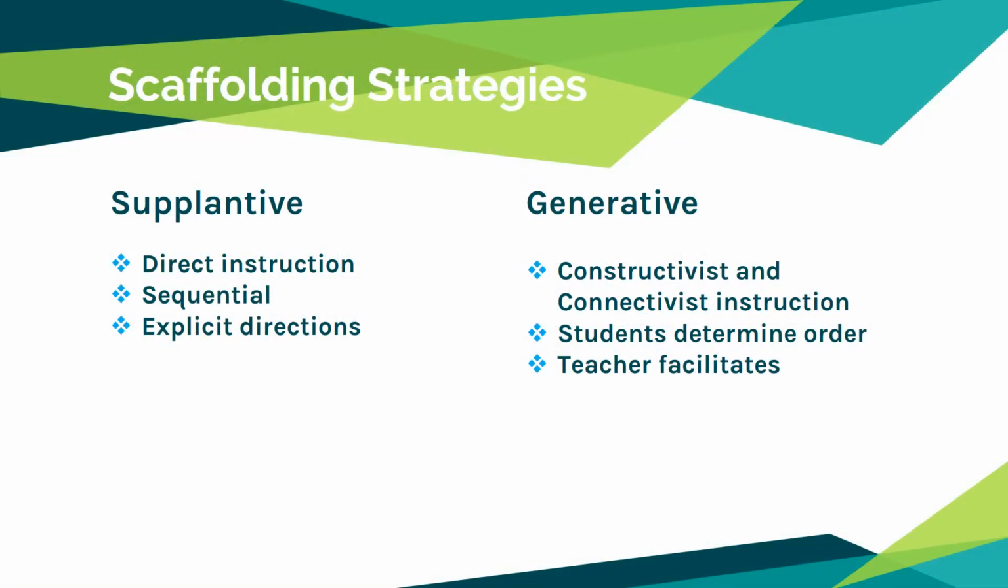There are two types of scaffolding strategies, supplantive and generative. Supplantive is direct instruction, it is sequential and has explicit directions. Generative is best with a constructivist and connectivist approach. Students determine the order or sequence of instruction, and the teacher is the facilitator, not just the dispenser of knowledge.